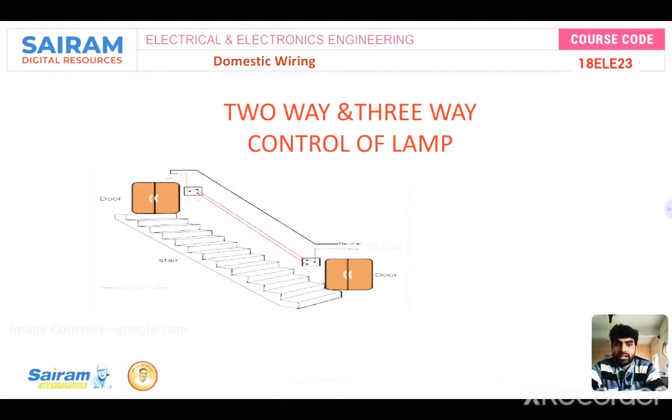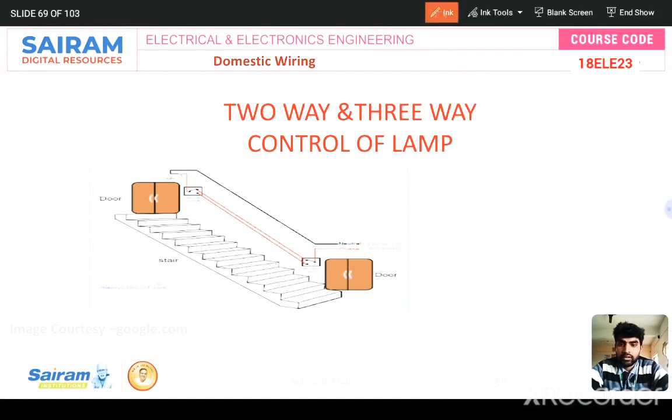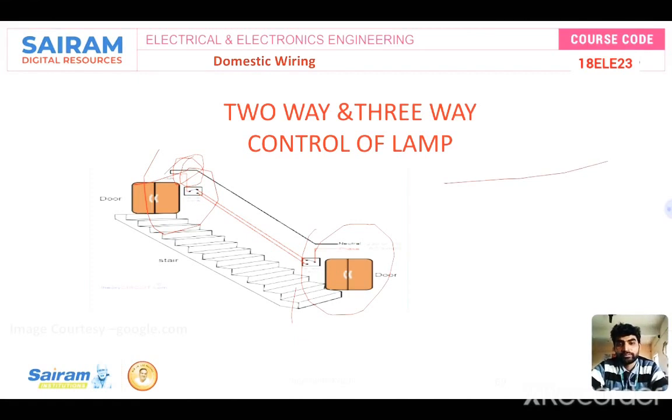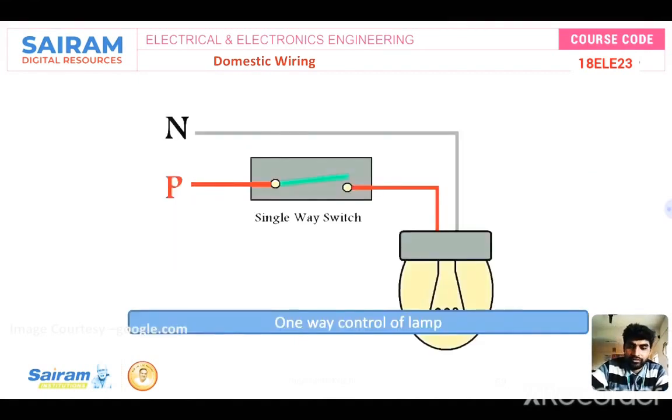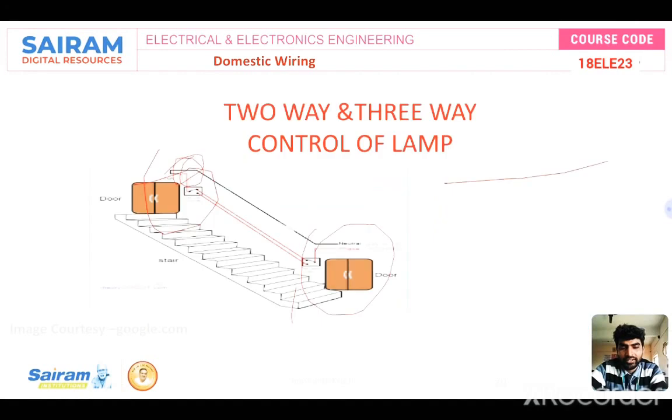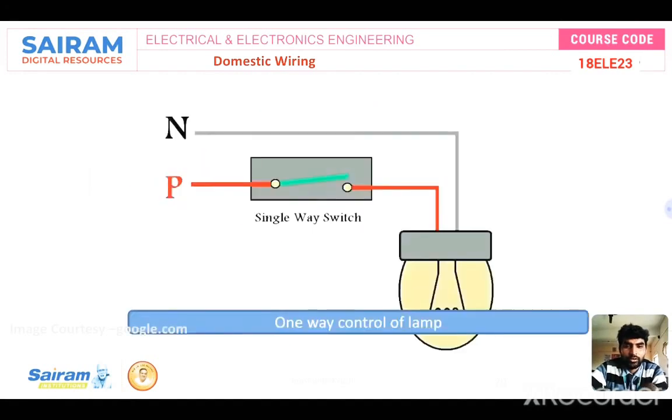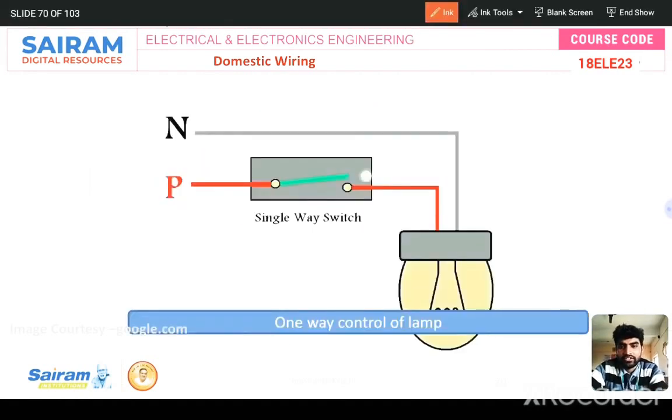See the diagram here. There is a lamp present, this is the lamp, with one switch here and another switch here. We can control the lamp from both, right? That is two-way control of a lamp. And one-way control of a lamp is also there in our homes, the on-off switch. In one-way control, only one switch is present, and we can control the lamp's on or off condition. That's why it is called one-way control of a lamp.